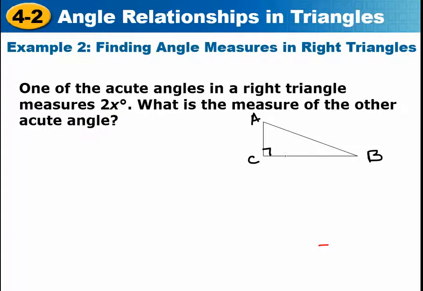All right. Here's the other corollary, though, that if you are given a right triangle, the other two angles will be complementary, meaning that the sum of their degrees, the measure of their angles, will equal 90 degrees.